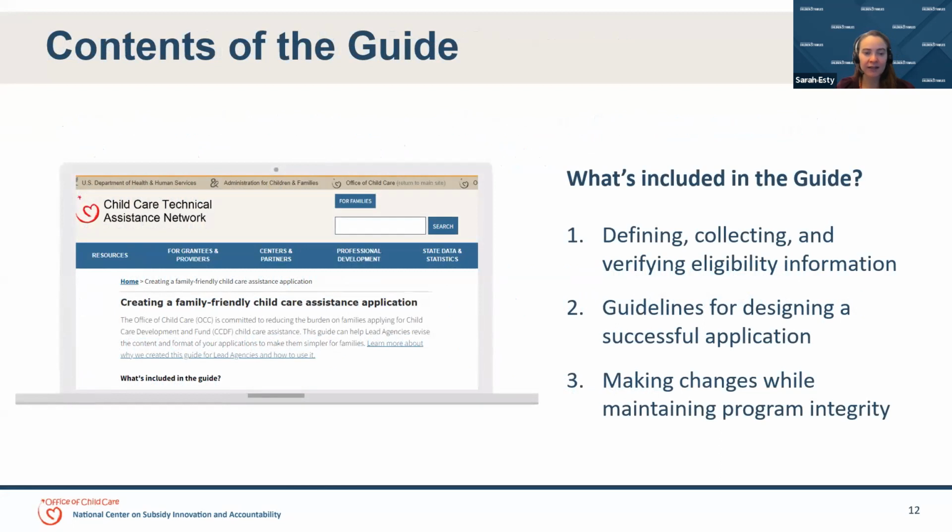So within the guide, there's three main sections, and the whole guide is available, I think, as you all know, up on our TA website. It's an interactive website as opposed to kind of a printed PDF, and takes you through each of the sections of the application. So there is a piece around the application content, so defining, collecting, and verifying information. It includes a number of different topics and some state examples. There are guidelines for designing a successful application, so thinking about the look and feel. And then there is a section on how you balance this work against program integrity. And so we're going to talk through all three of these sections today in our webinar.